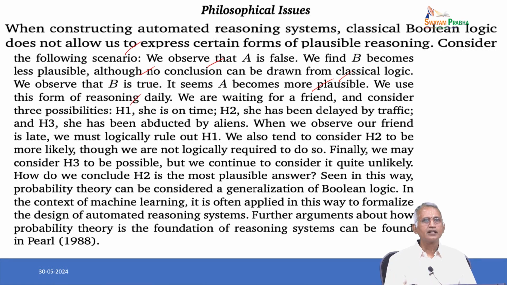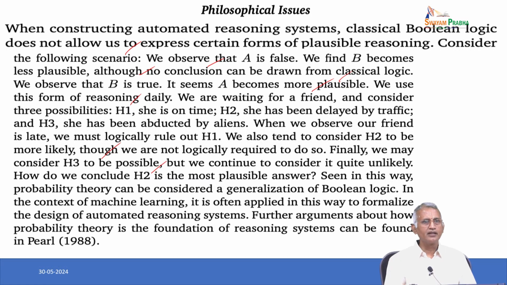H1, she is on time. H2, she has been delayed by traffic. And H3, she has been abducted by aliens. Now, when we observe our friend is late, we must logically rule out H1. We also tend to consider H2 to be more likely, though we are not logically required to do so. Finally, we may consider H3 to be possible, but we continue to consider it quite unlikely. How do we conclude H2 is the most plausible answer?